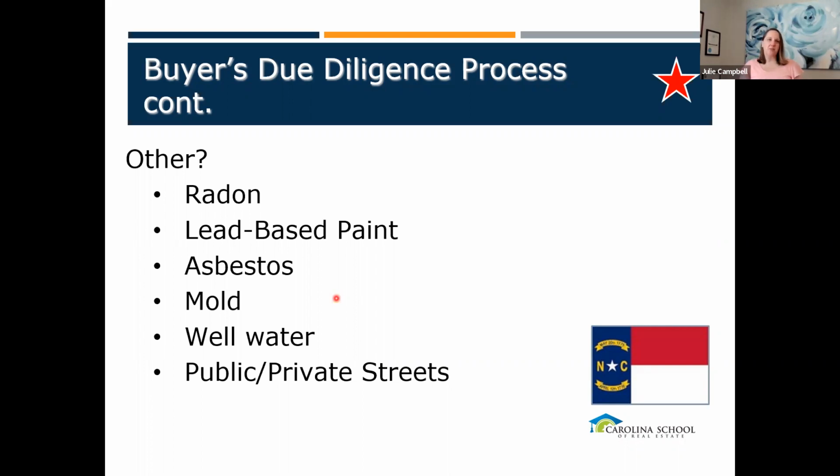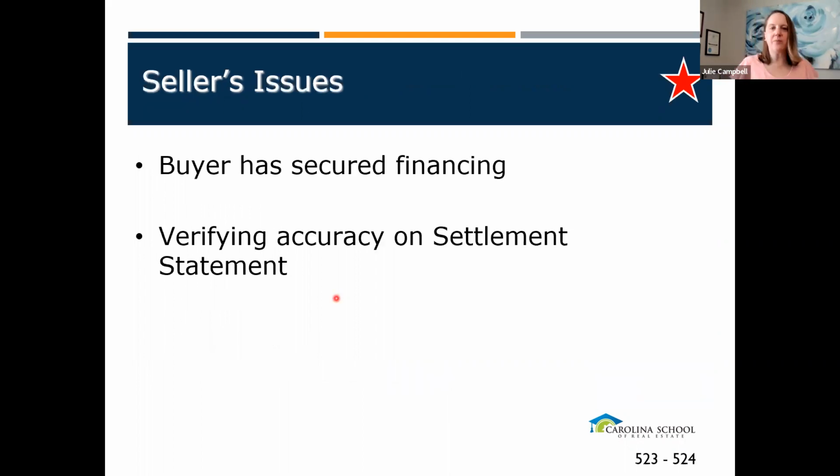The seller doesn't have as much to do during due diligence. They don't have as many things to worry about. Their biggest thing to worry about is, can the buyer get the loan? Can they secure that financing?